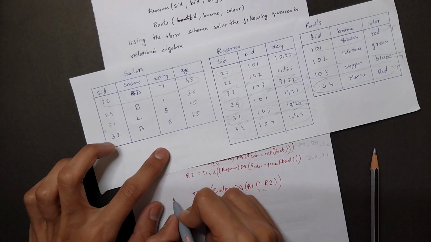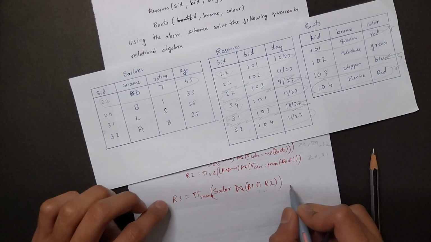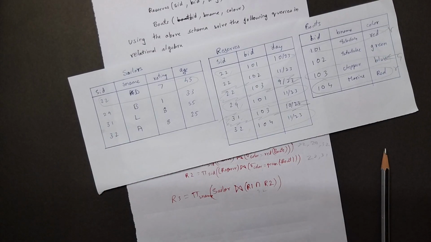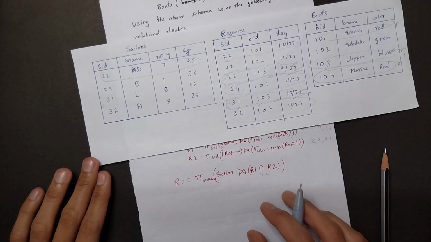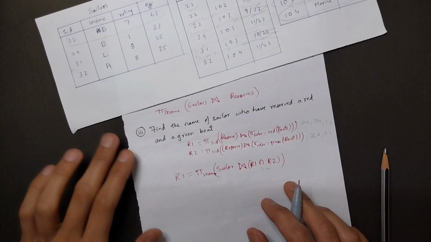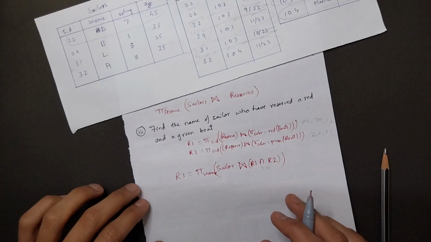So this is my final output, that is R3. R3 is my final output. This question was a little bit tricky, but you need to practice this kind of question. Let's move on to the last question.